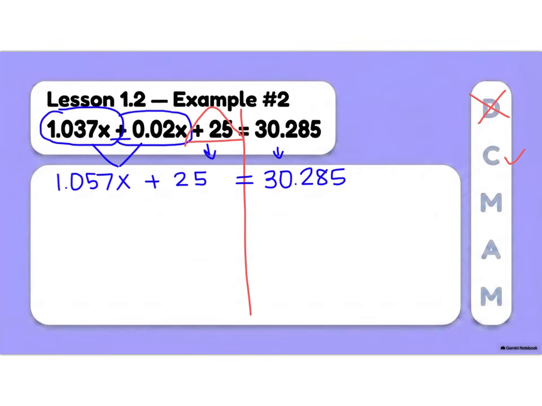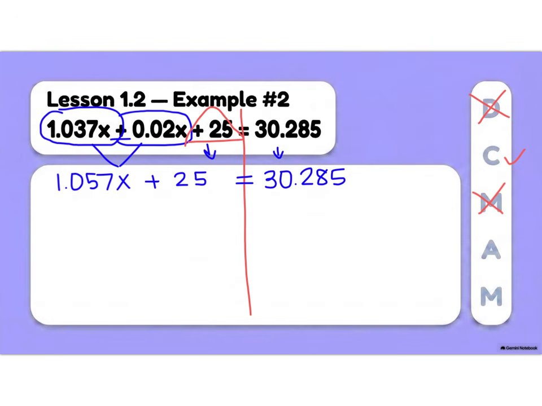Okay, so we combined like terms. The next step is to move variables over to one side. I only have one variable and it's already on the left, so I don't need to move another variable over there, and I don't have to do that step. The next step is to move all of my constants to the side that does not contain my variable. I actually have two constants, this 25 and the 30.285. Since my variable is already over here, I want to move this 25 over to where the 30 is, so it's away from the variable.